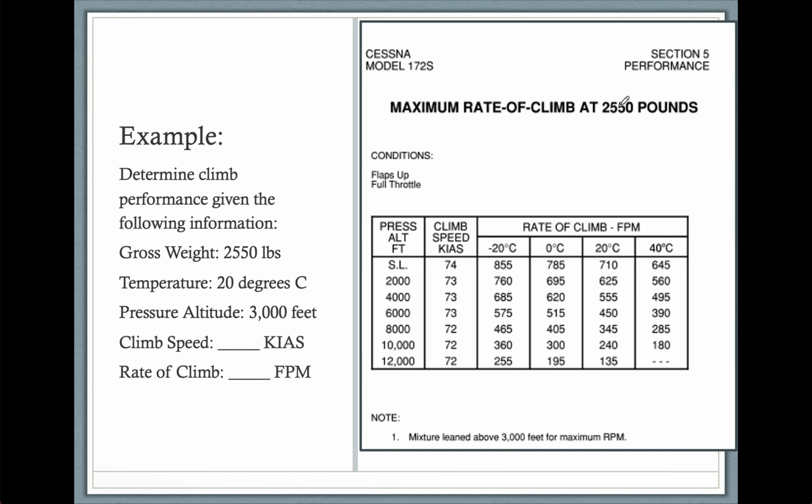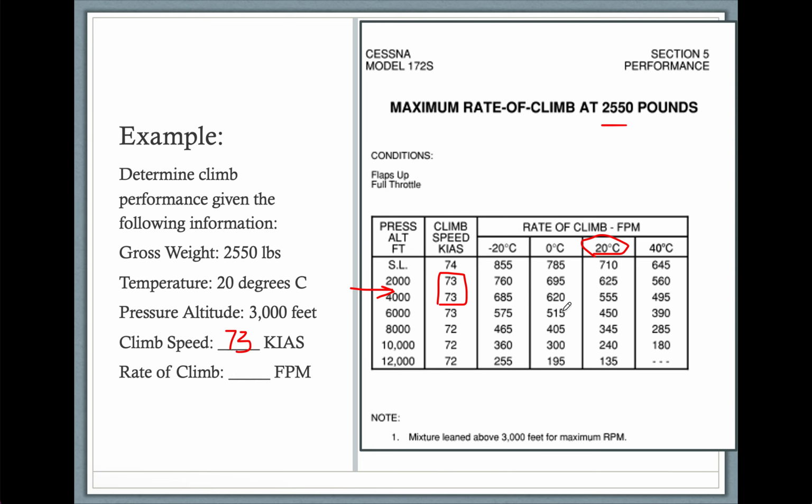So I'm at 2550, I'm at 20 degrees Celsius, and as I'm climbing through 3,000 feet, I want to know what my climb speed should be and what my rate of climb should be. Now the speed's easy because at 2,000 feet and 4,000 feet it's 73, and I'm halfway between the two, so it's still going to be 73.